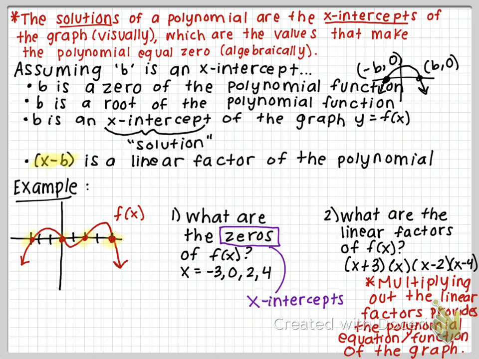So a key point here is that multiplying out the linear factors provides the polynomial equation or function of the graph. If you had a ton of time after school today and really wanted to, you could multiply all this out, which would be a pain, and I'm not going to make you do this. You would actually get the function that is right here. So that's just the factors, and I'm not going to make you multiply it out. Those are the linear factors.